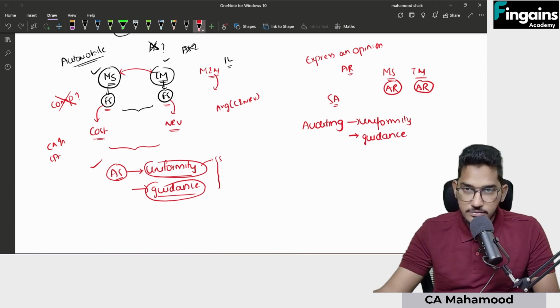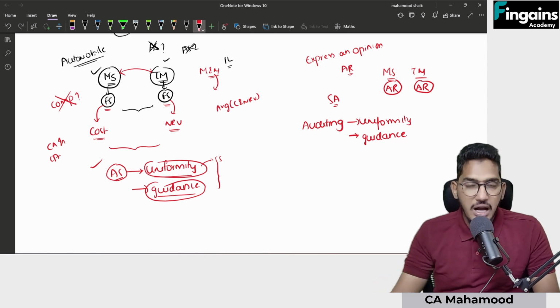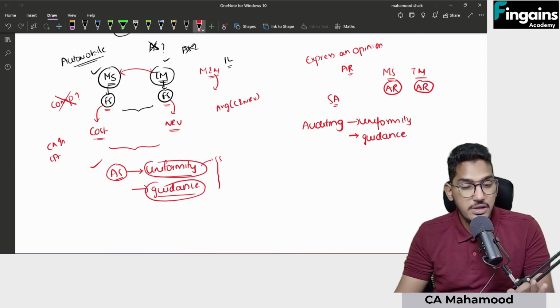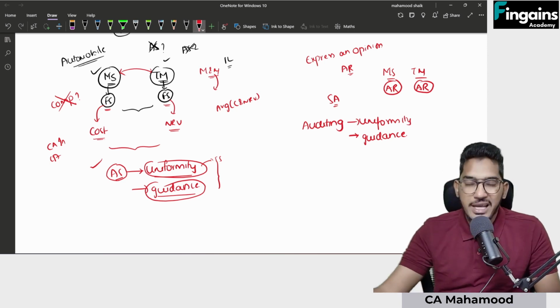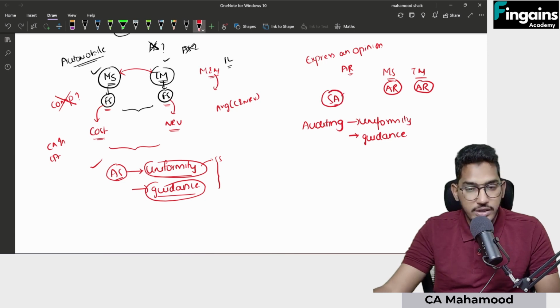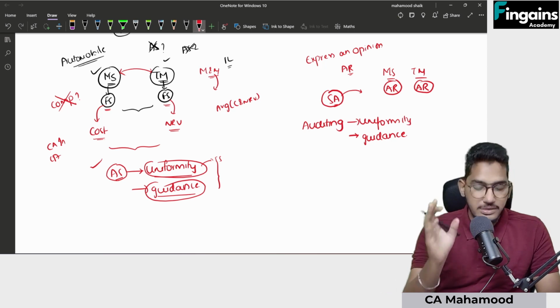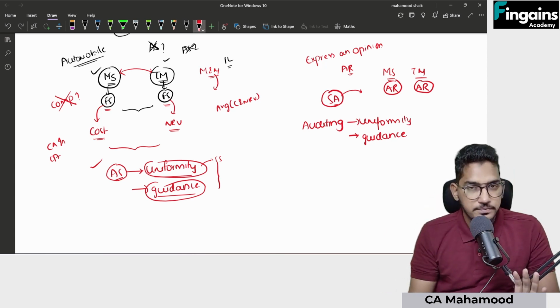Understood everybody? Whatever purpose accounting standards are fulfilling in the area of accounting, the same purpose is fulfilled by the documents called standards on audit in the area of auditing. Understood? So this is what the standards on audit are.